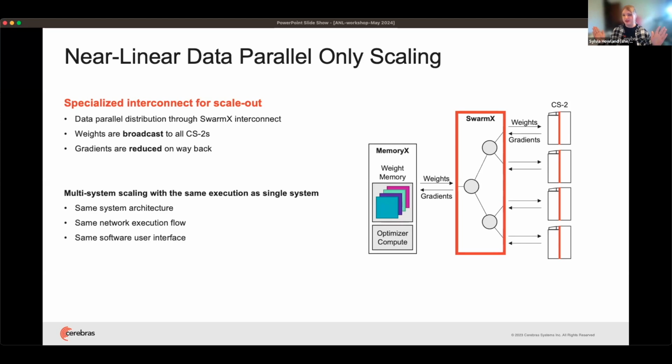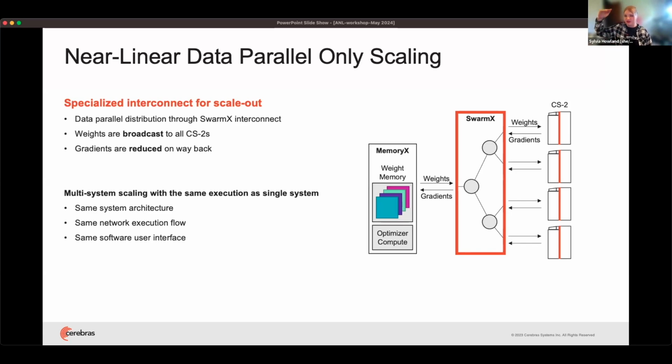The SwarmX is important because this sort of middle stage is what makes it so the MemoryX doesn't care how many compute nodes, how many CS2s there are. And each CS2 is only ever seeing the weights that it needs to process and the gradients that it is spitting out. It also does not care at all about the number of other CS2s. And this is what lets us really neatly encapsulate and abstract away all of this complexity from the user, which is very nice.